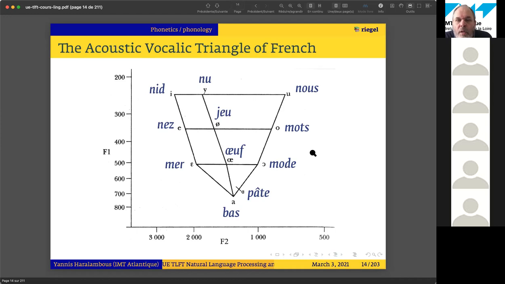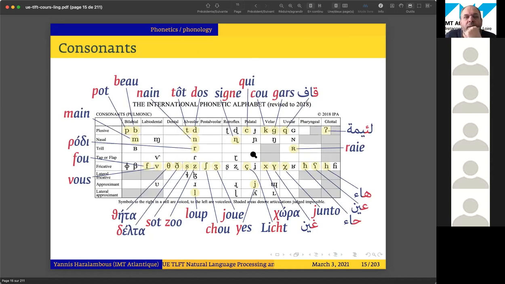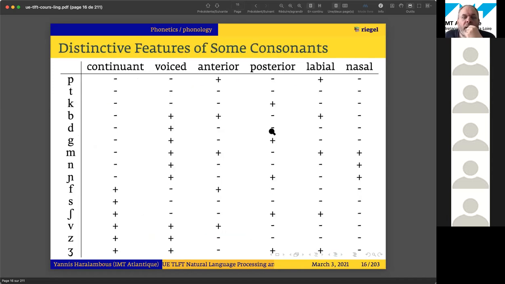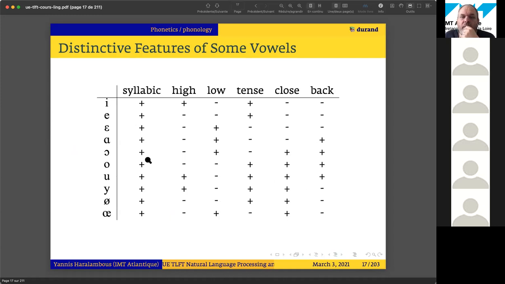But what is interesting here is that by using these two physical units that are F1 and F2, you can distinguish sounds that correspond to vowels. Now, this is the first fact, and here are the different ways of distinguishing sounds emitted by humans. These are called phones. And well, it's very scientific. You have properties, and these are binary, and they allow distinguishing between these phones.